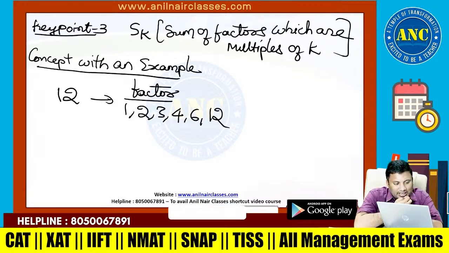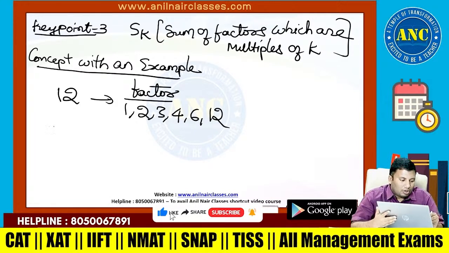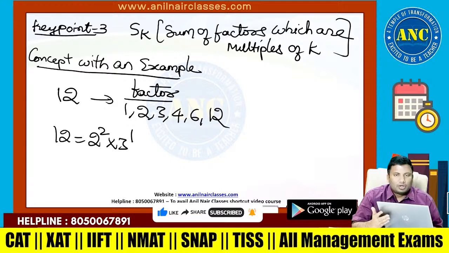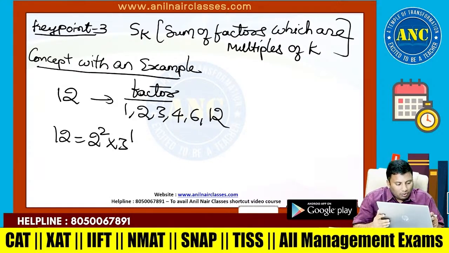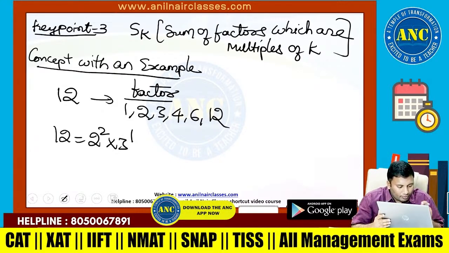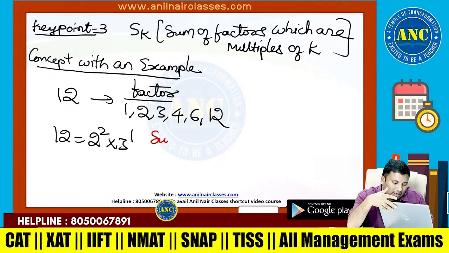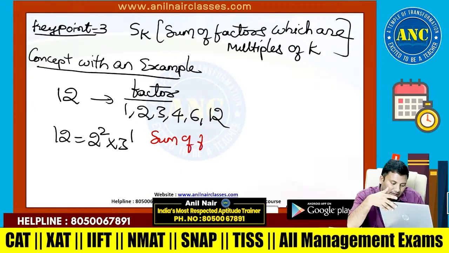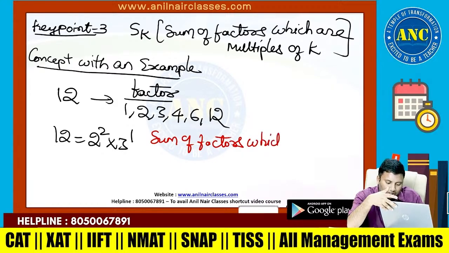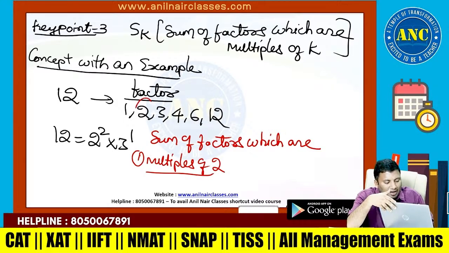Now see here, 12. 12 is nothing but 2 square into 3 power 1. Now what I will do is take the sum of the factors which are multiples of 2. Which factors are there? 2, 4, 6 and 12.